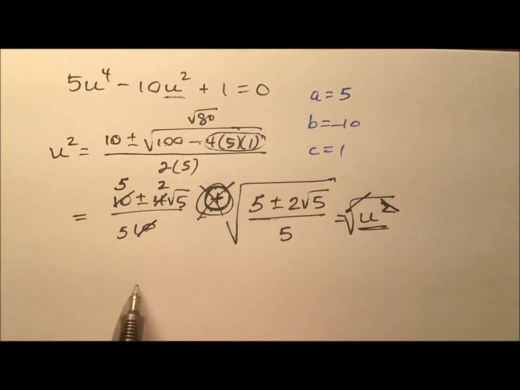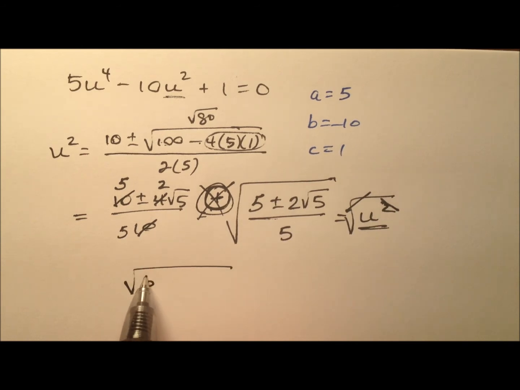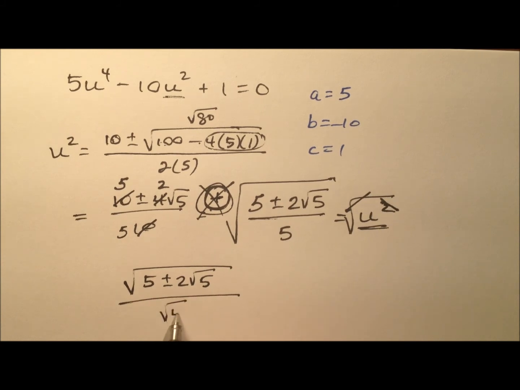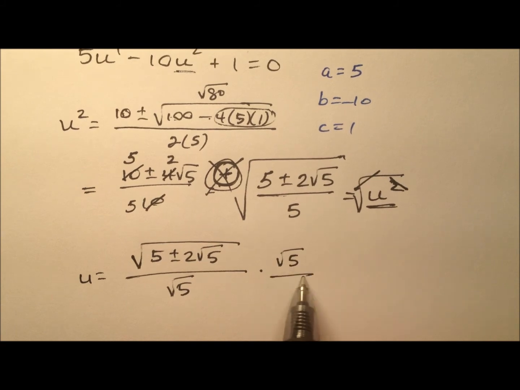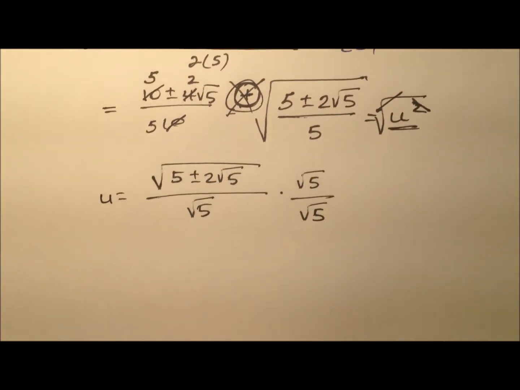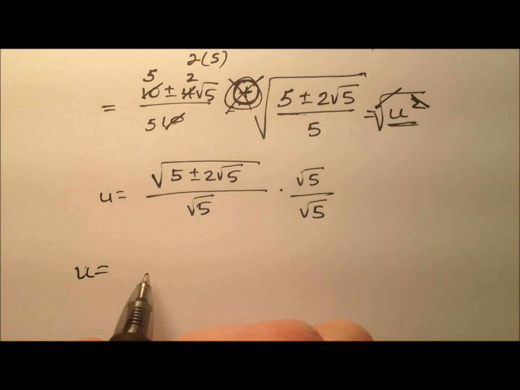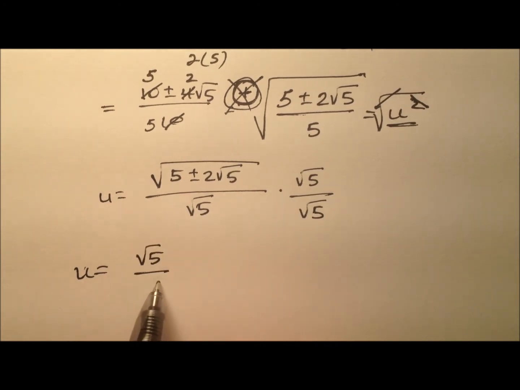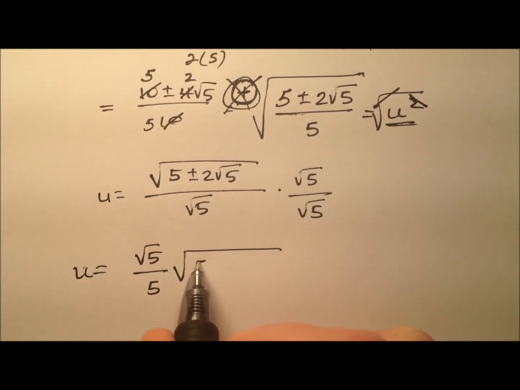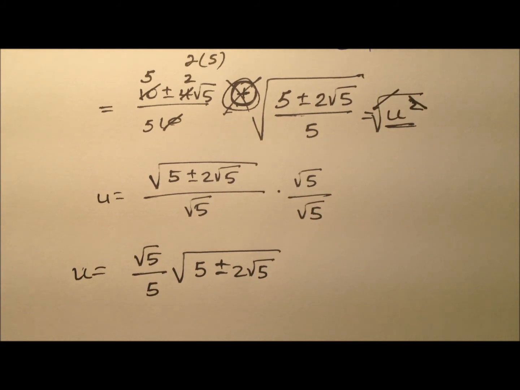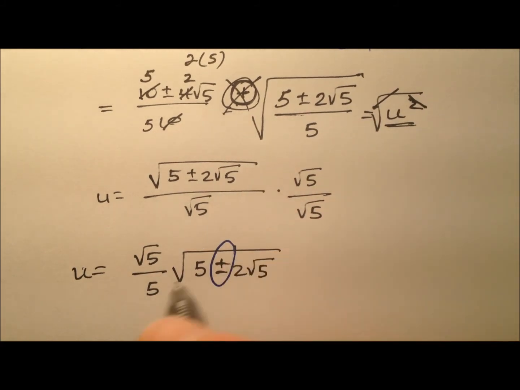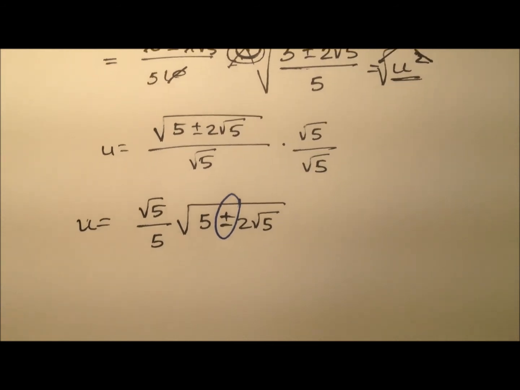Okay, so let's look at this as the square root of 5 plus or minus 2 radical 5 all over the square root of 5. And we can go ahead and maybe rationalize that a little if you'd like. Anyway, so we have our value of u here, and it's the square root of 5 over 5 times this radical expression, 5 plus or minus 2 radical 5. Well, herein lies the problem. So we have a plus or minus in here. How do I know which one to use?